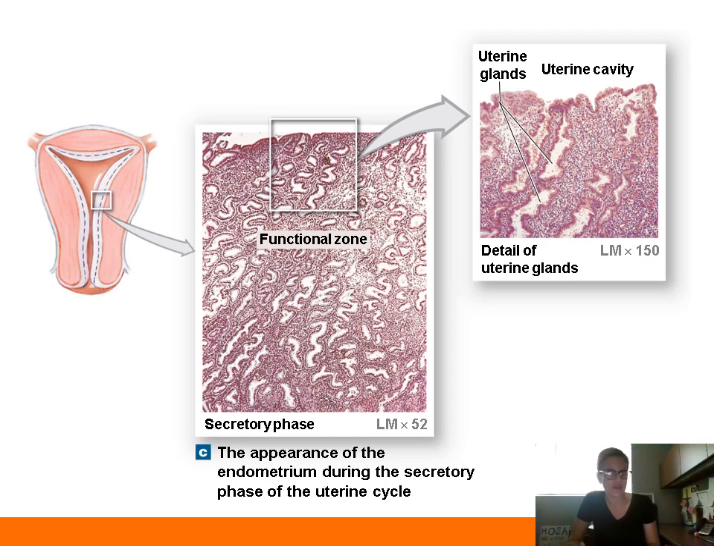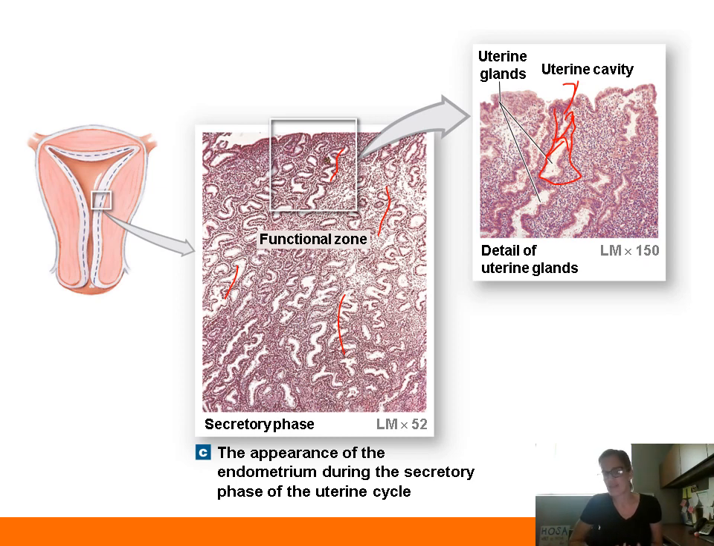This is what the uterus looks like during the secretory phase. You can see the functional zone is much thicker. The functional zone is really thick. Also, the glands are huge. The glands are very large and very numerous. So wherever you see these open areas, those are the glands. So the cells that line the open area, those are producing secretions like mucus, and that's getting released up into the uterine cavity. So there's tons of open areas, like there's just glands everywhere.